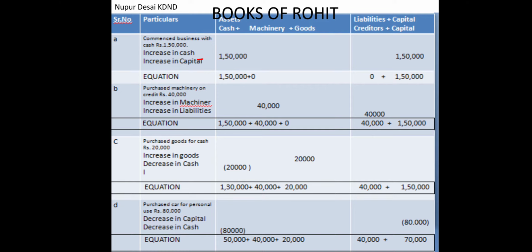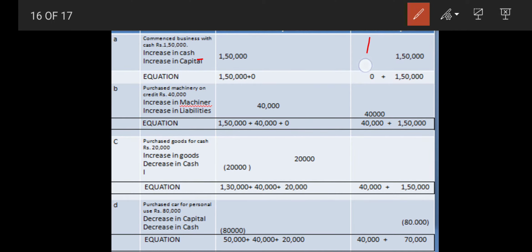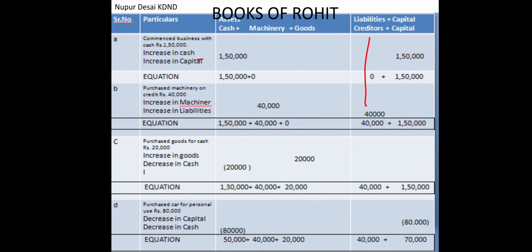equation is set. Purchase machinery on credit. It is implied purchase machinery on credit means we have purchased on credit, so there is an increase of creditors. So creditors will be here, a new column to be set up, and machinery, a new column is to be set up.